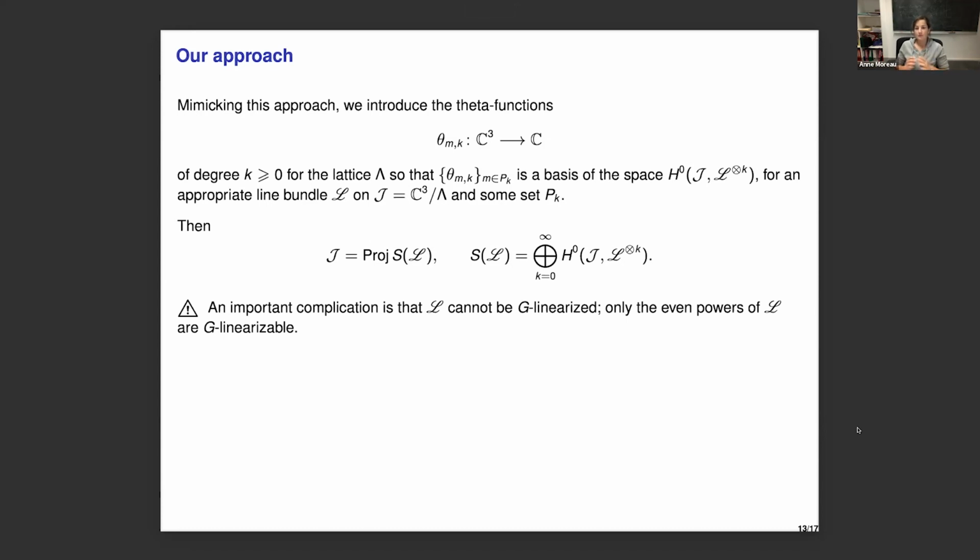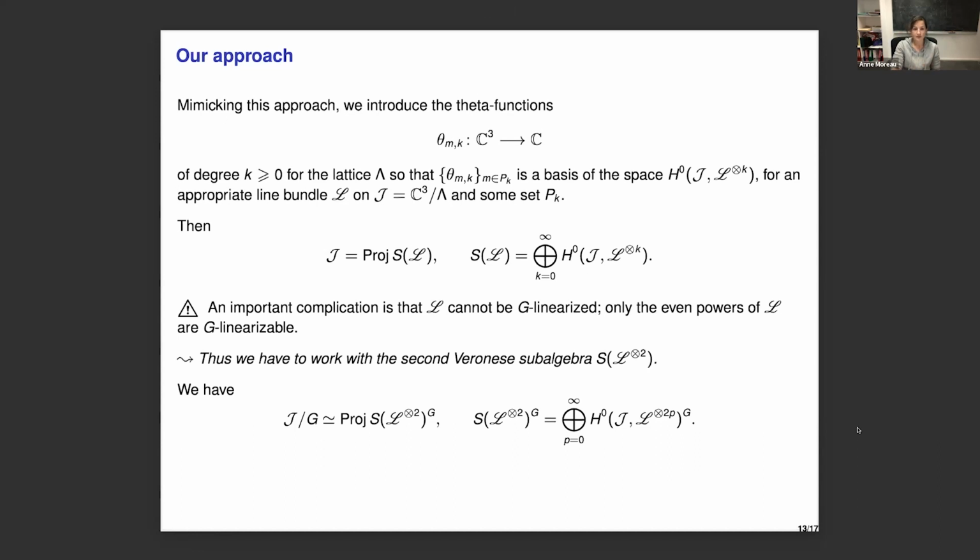And here the problem that we encountered is that L cannot be linearizable by the action of G. I will explain this part a bit later, but the problem is that, using Igusa's transformation rules, we see that some half integers appear and make this impossible. However, the even powers are linearizable by G. So we have to work with the second Veronese subalgebra. We still have that the quotient is the Proj of the invariant part of the second Veronese subalgebra, and here we were able to study this algebra.